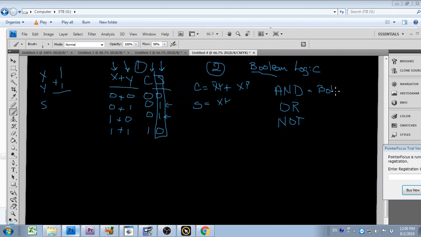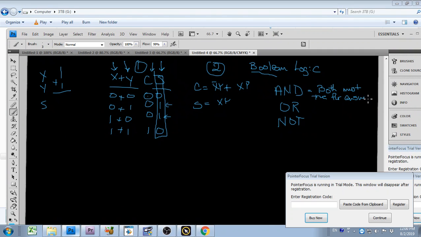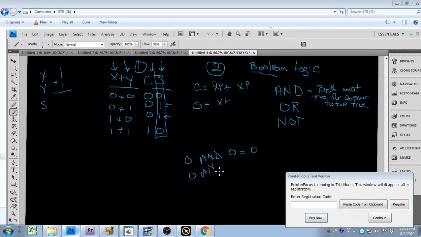Both sides, I should say, both sides must be true for the answer to be true. Okay, so here's what that means. 0 and 0. Well, I said both sides must be true. Remember, 0 is false, 1 is true. So 0 and 1, the answer to that logically is 0. 0 and 1, the answer to that is 0 because both sides must be true.